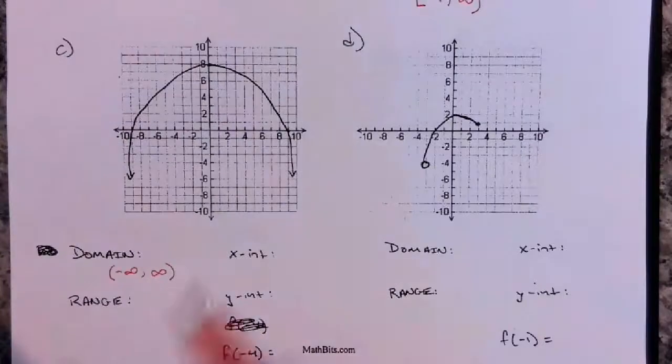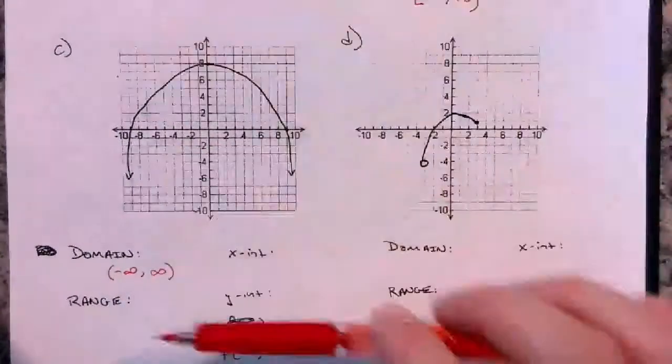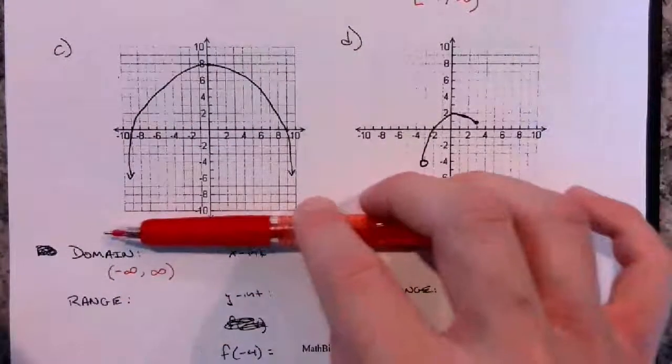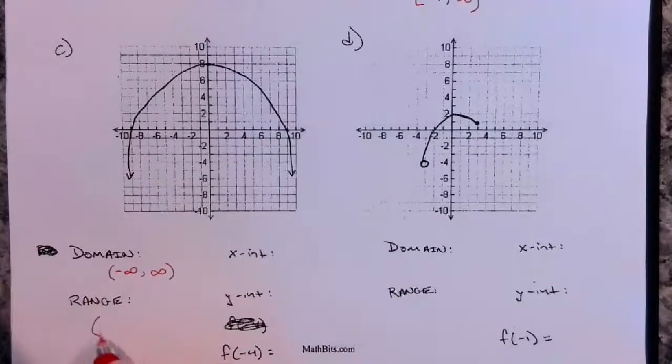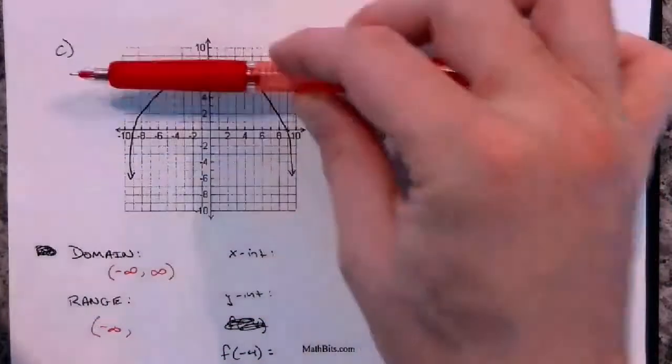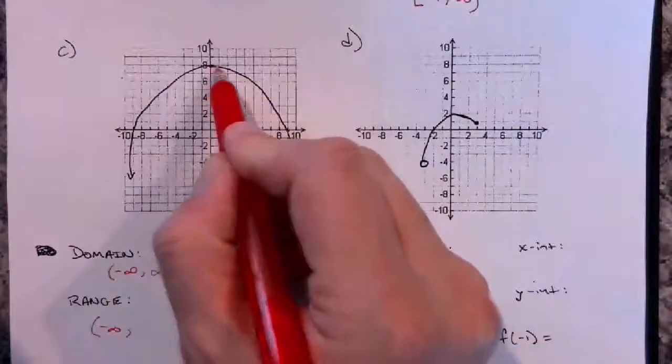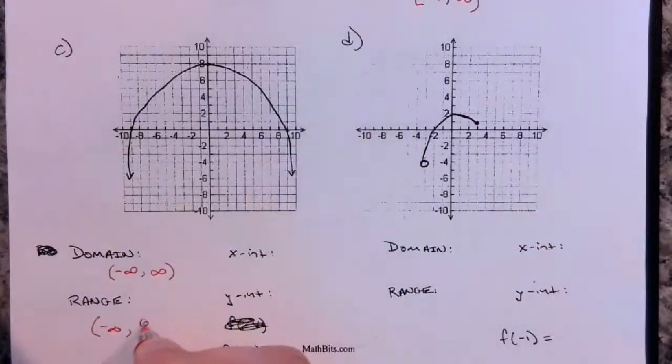For the range, we want the lowest y values to the highest. Well, the lowest y values down here, all these arrows means it goes down forever. So we're going all the way to negative infinity. So I need a parenthesis, negative infinity, again, because you can't include the infinity, so that's why I have parentheses there. And then how high up does this go? Well, following this up, it looks like the highest y value we have is at 8, so negative infinity to 8.